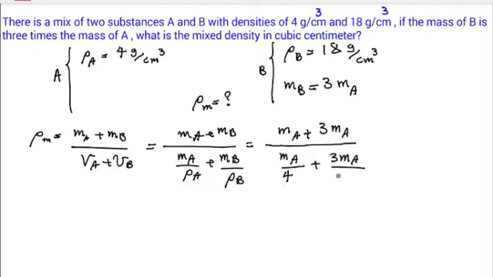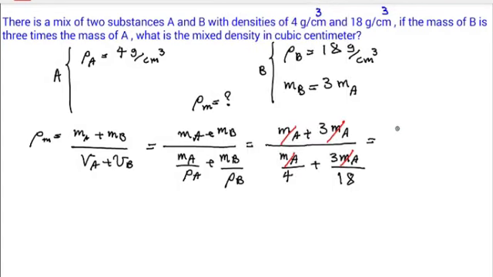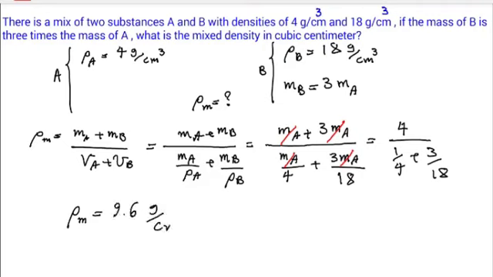Okay, so if you solve this equation and the M of A's cancel from top and bottom, 1 plus 3 is 4, and at the bottom 1/4 plus 3/18. So if you solve it or use a calculator, we just write the final answer. The final answer is 9.6 grams per centimeter cubed. So the final answer is 9.6 grams per centimeter cubed.